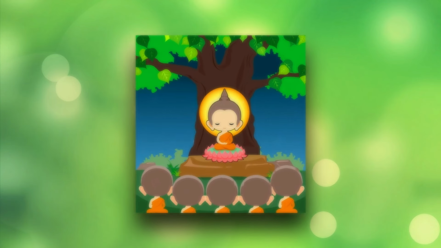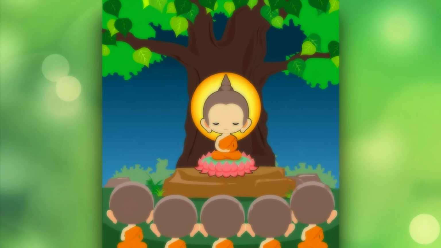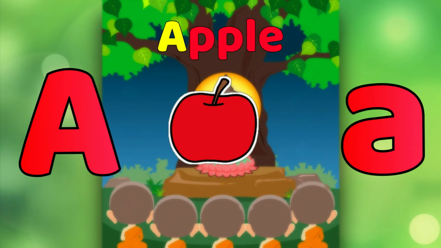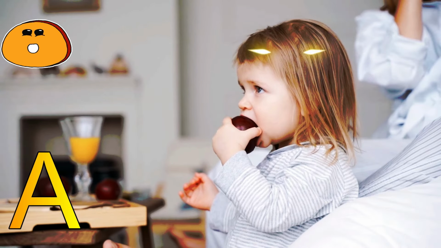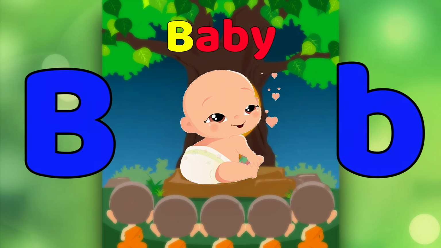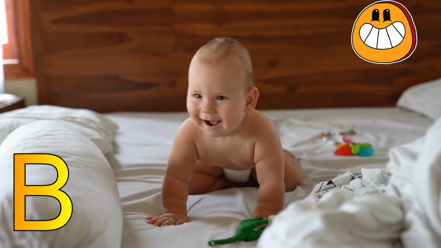Do it again. A is for apple, a, a, apple, A, apple. B is for baby, b, b, baby, B, baby.